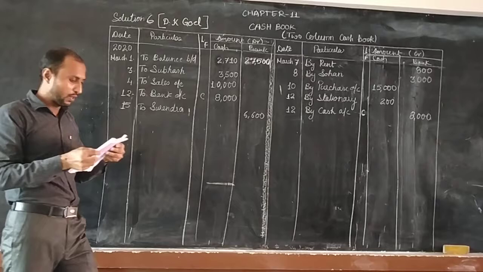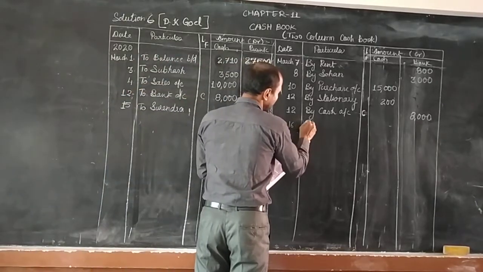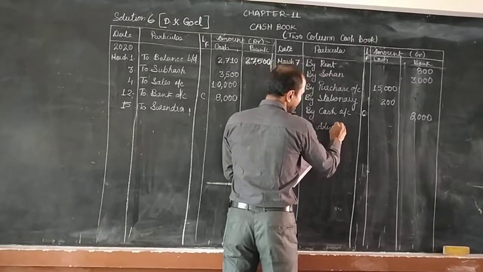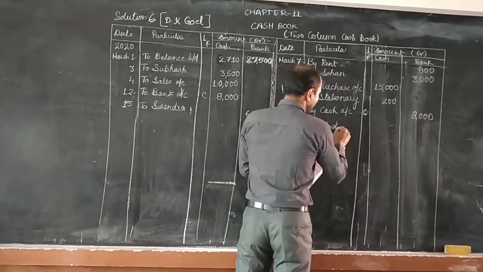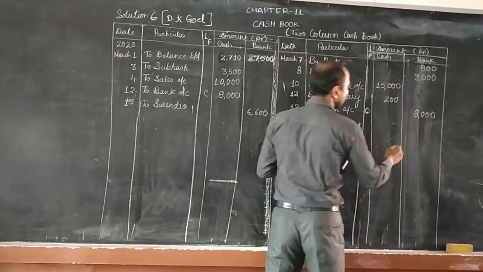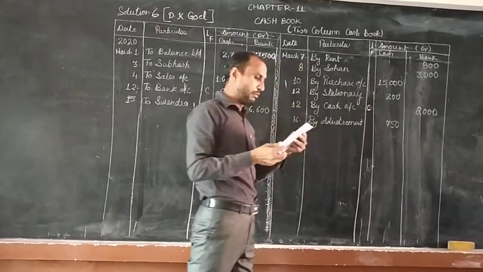Now we have paid for advertisement. That is your 16 date, and it is what? Your by advertisement, ADVERTISEMENT advertisement. How much it is? Cash we will pay it, because it is not written check here, so it will be cash.